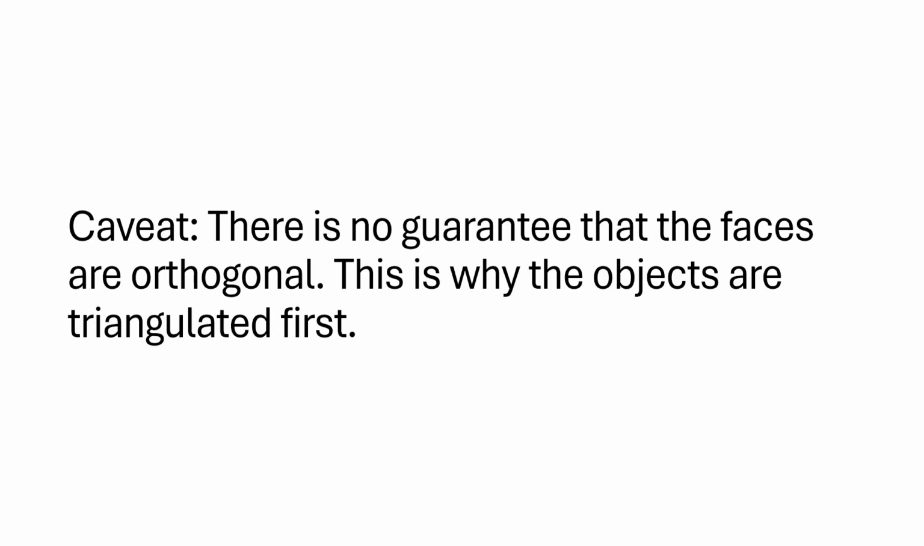So the caveat is that there's no guarantee that the faces are orthogonal. Obviously we've changed them, and this is why the objects are triangulated first, because you might get distorted faces if you are just simply moving vertices. So you have to make sure that you triangulate first, and you have to test whether moving away from an orthogonal face or 90 degrees causes any issues for your project. So just keep in mind that that will happen.